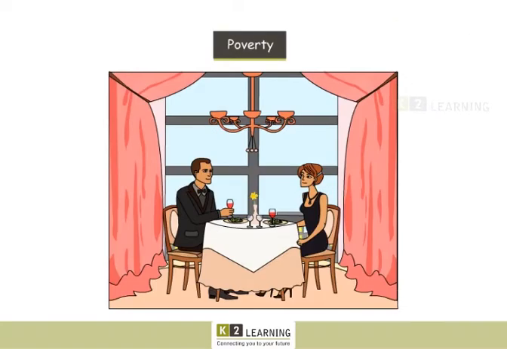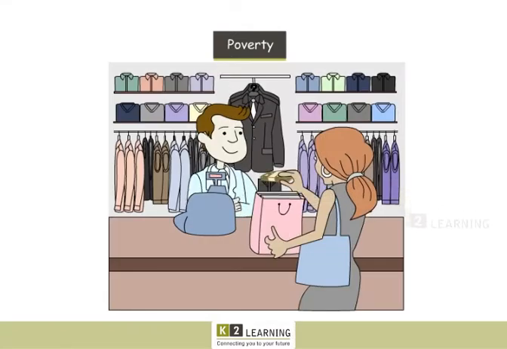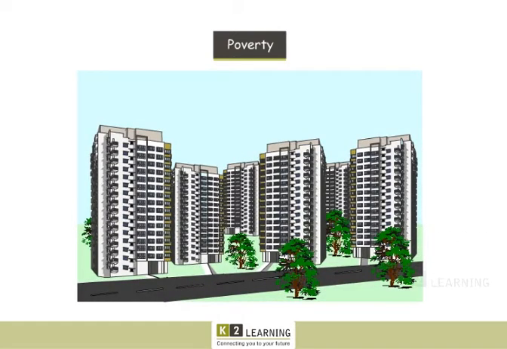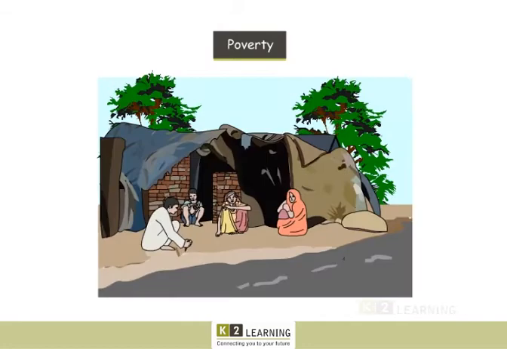Many people get to eat 5-star quality food, wear costly branded clothes, and live in big villas. But did you know that there are many people out there living on the streets because they cannot afford the very basic of needs? This condition is known as poverty.